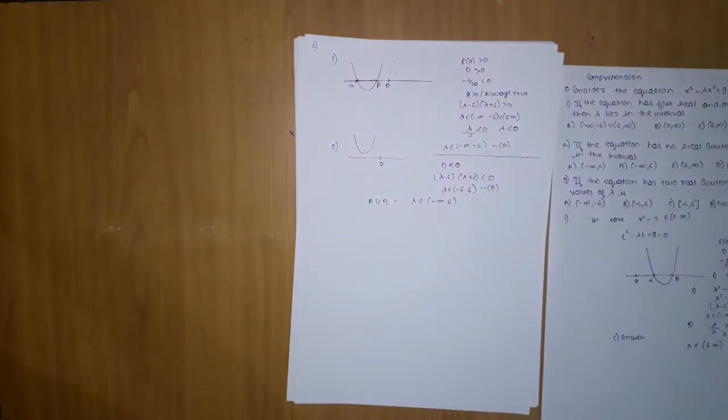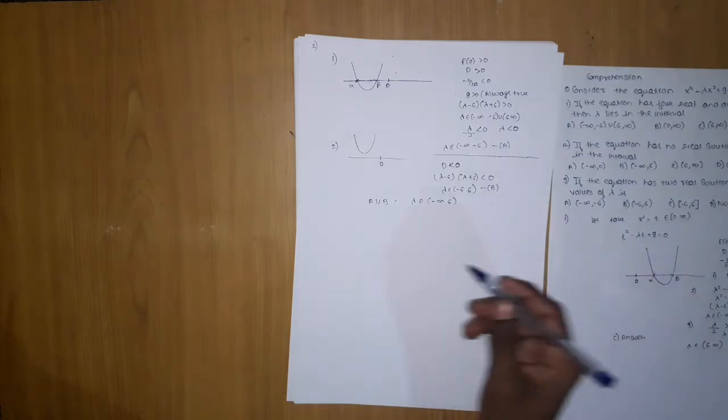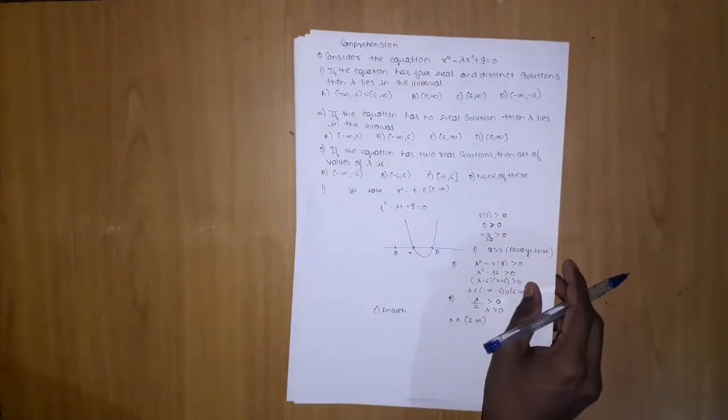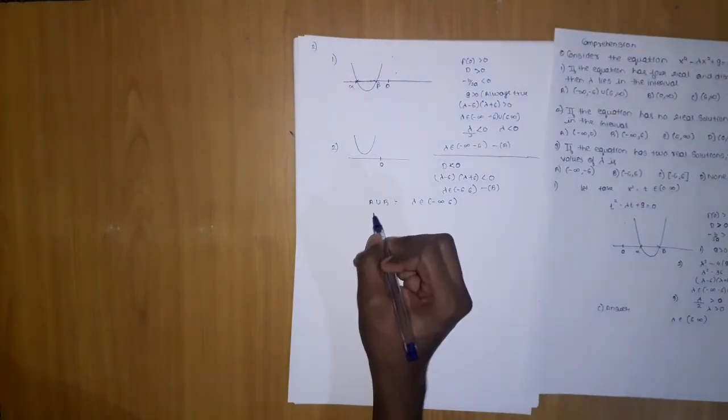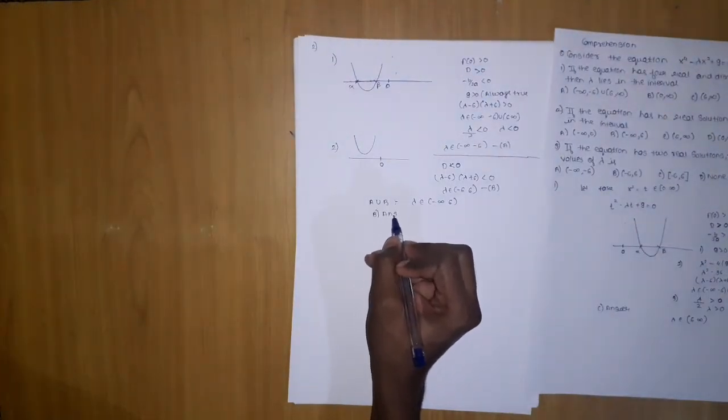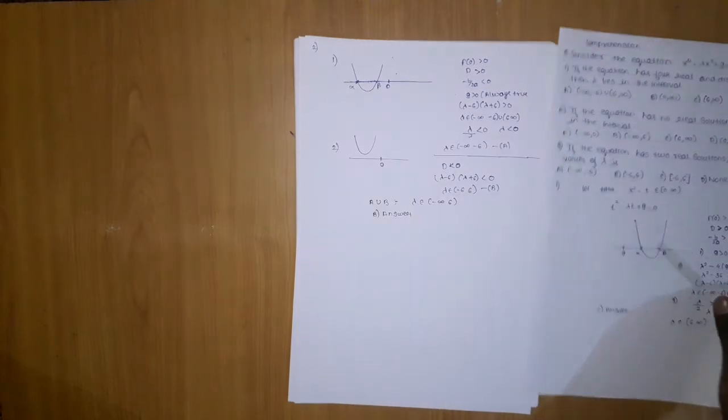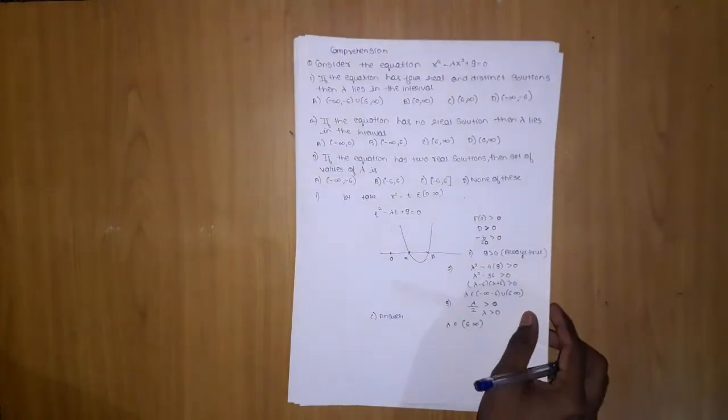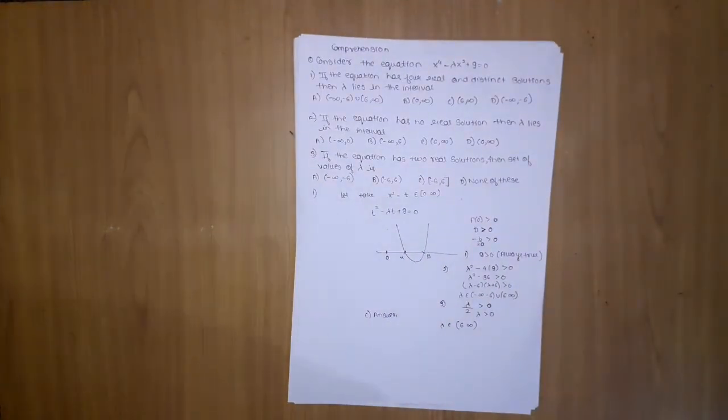Is there any option of lambda belonging to minus infinity to 6? Yes, B is the answer. Okay, let's move on to the third, which says if the equation has two real solutions, then the set of values of lambda is?